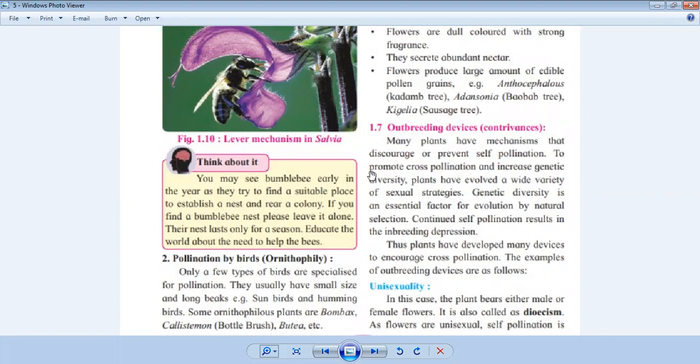They go for cross pollination. Okay, and to avoid self pollination they develop some mechanisms to avoid self pollination, and these are called outbreeding devices.